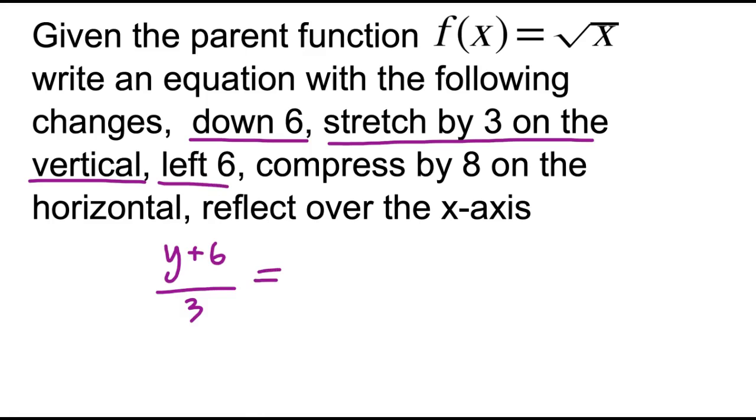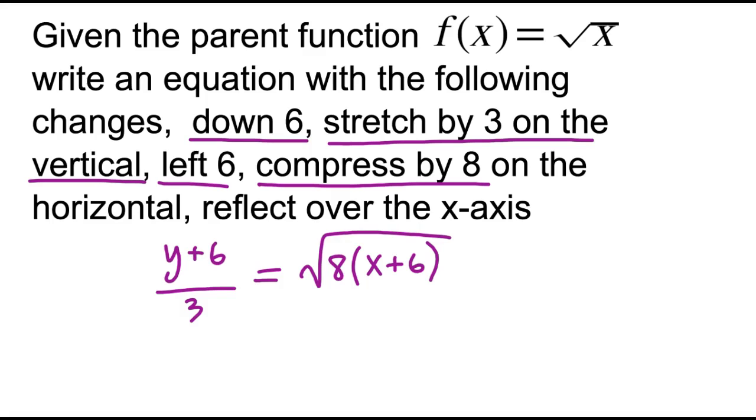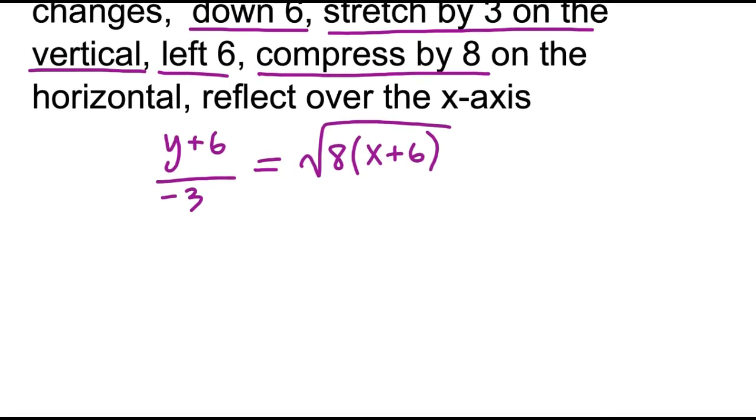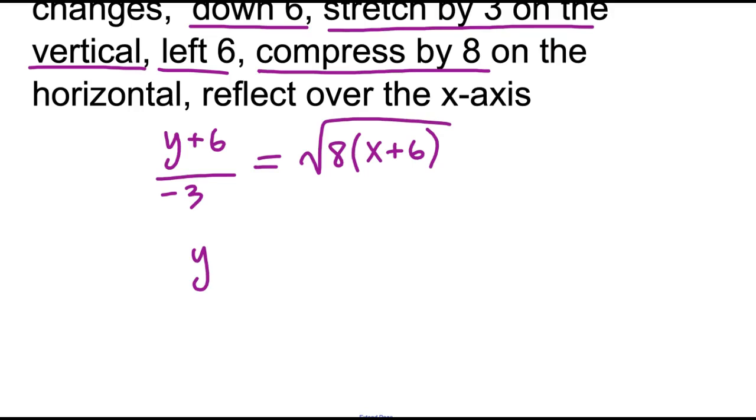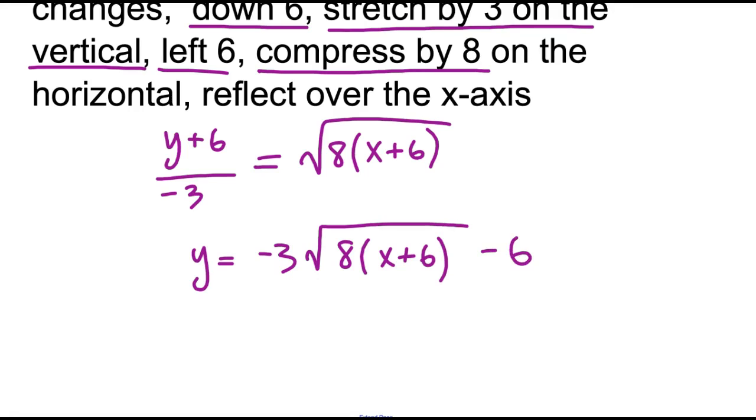On the x side, we're going to go left 6 and compress by 8. So compress by 8 is 8 times, and left 6 means x plus 6, and that's all inside a radical. And reflect over the x-axis here means there's a negative with the y, so I make that stretch a -1. So just working backwards, I like to solve it all for y when we're all done. So y equals, put that -3 over to the other side. That's out in front of the radical. 8 times x plus 6. And then instead of a plus 6 on the other side, I have a minus 6.